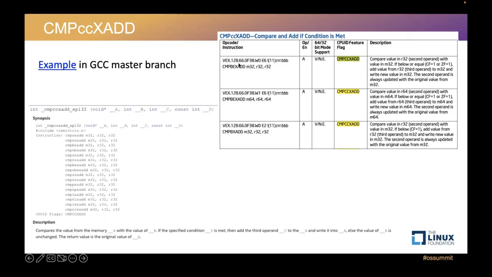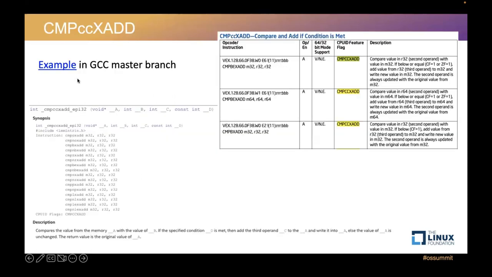And then we have, and this is when you're doing compare below or equal and add. Then we could have compare below and add, which is going to compare the values in the first operand with the second operand. If it's below but not equal, add the value from the third operand to M32, and write a new value in M32. I just put a small set of those. You can find more in the x86 Intel software development manual, where you will find all the possibilities that you could have with different kinds of conditions.